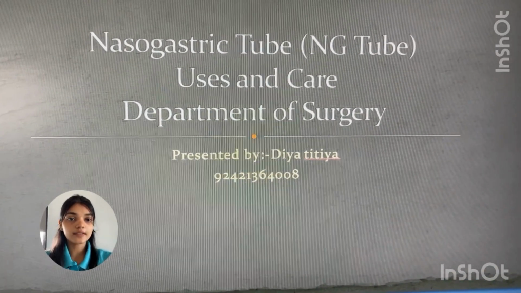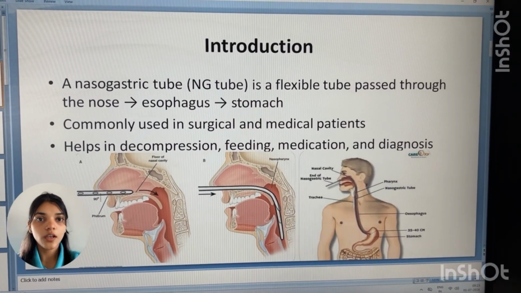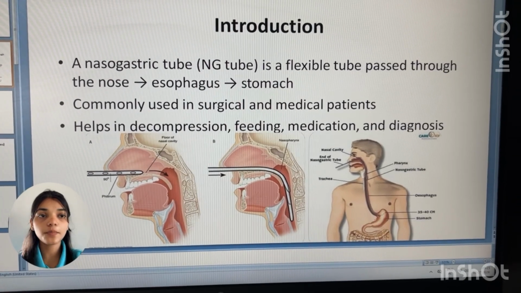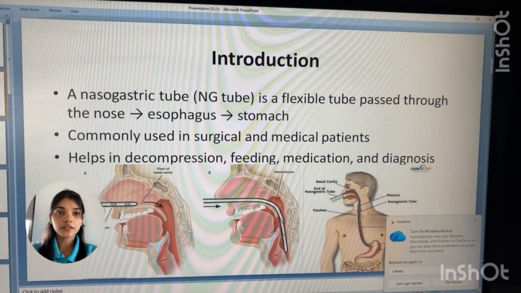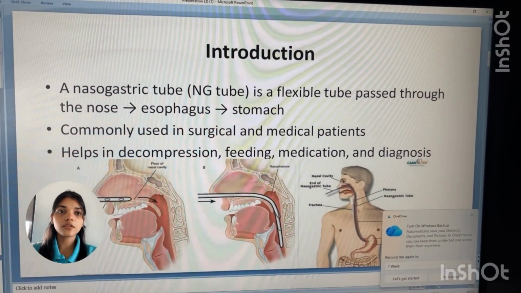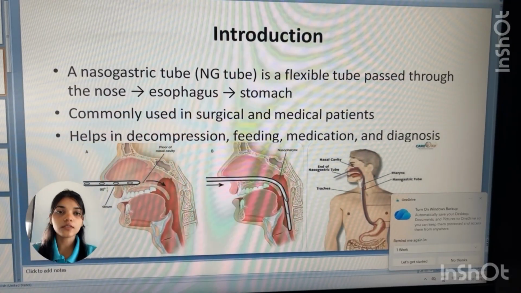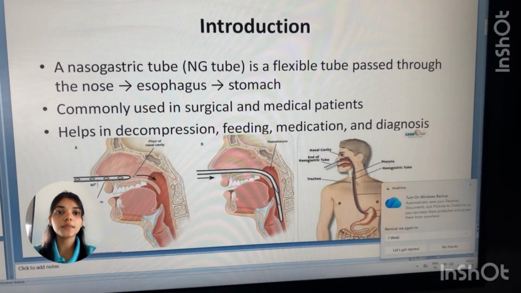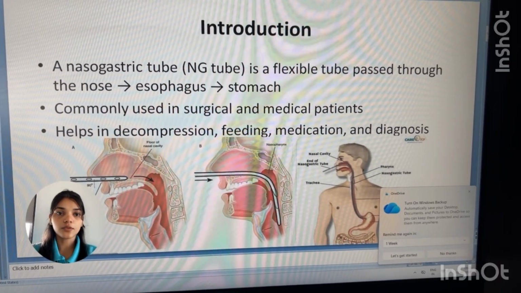So let's start. First of all, we are understanding the introduction. A nasogastric tube is a flexible tube passed through the nose, esophagus and stomach. Commonly used in surgical and medical patients, it helps in decompression, feeding, medication and diagnosis.